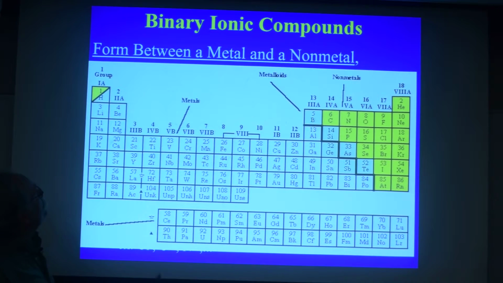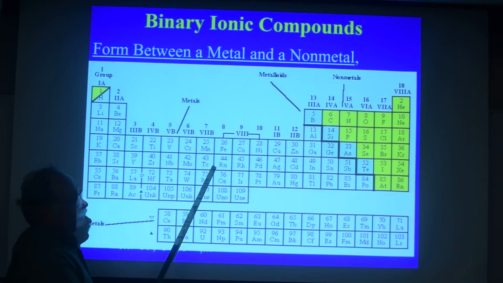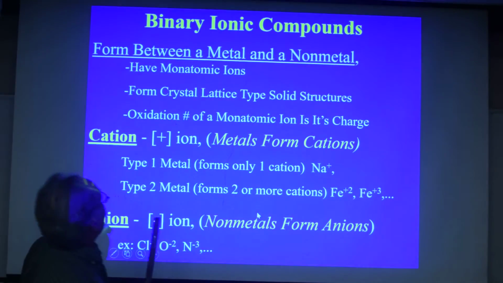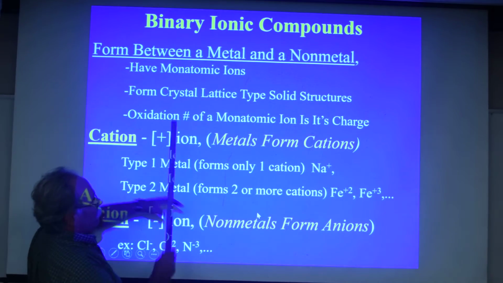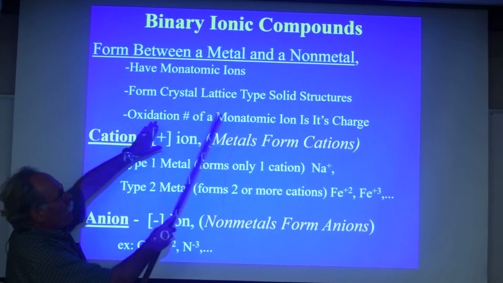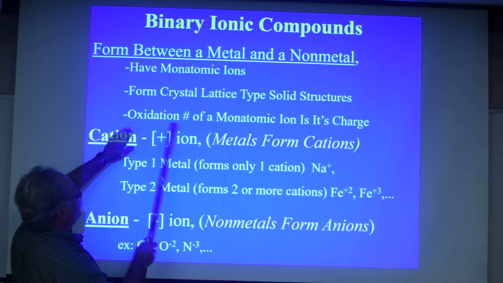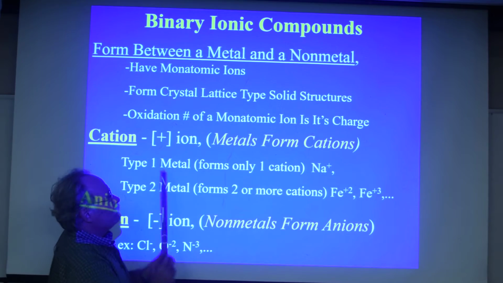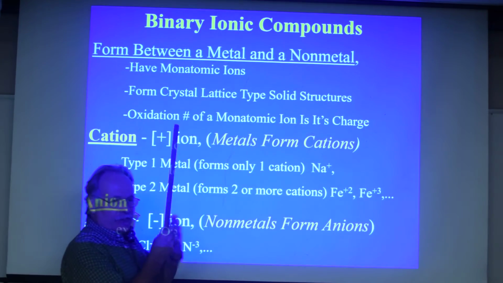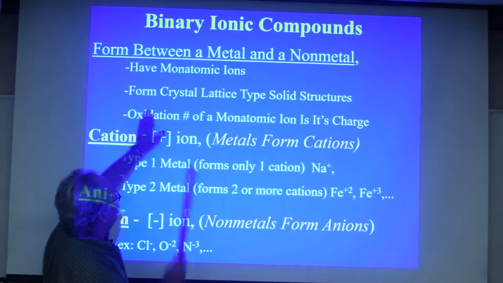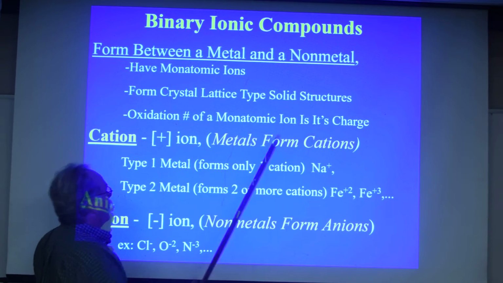Okay, we're now going to do nomenclature of binary ionic compounds, which occurs between a metal and a non-metal. These form monatomic ions. They form crystal lattices in three-dimensional space. And we're going to be using the term oxidation state, which is sort of a description of: is there a charge around the ion or not? And for monatomic ions, the oxidation state is its charge.